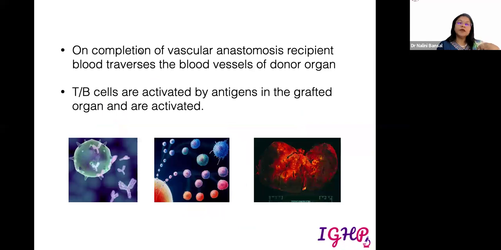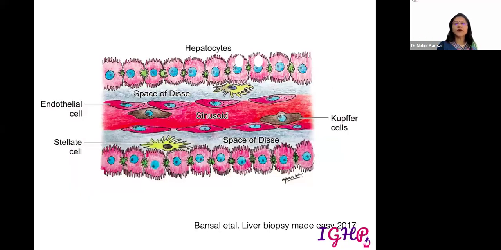So what we know is, on completion of the vascular anastomosis, once the vessels are anastomosed to each other, the recipient blood is going to traverse through the blood vessels of the donor organ. So this portion of the liver that is being put into the recipient, the blood of the recipient is now going to pass through this newly transplanted organ of the donor. T and B cells are going to get activated by the antigen in the grafted organ, and once they pass through this organ, they are going to incite and elicit an immunological response to this transplanted organ.